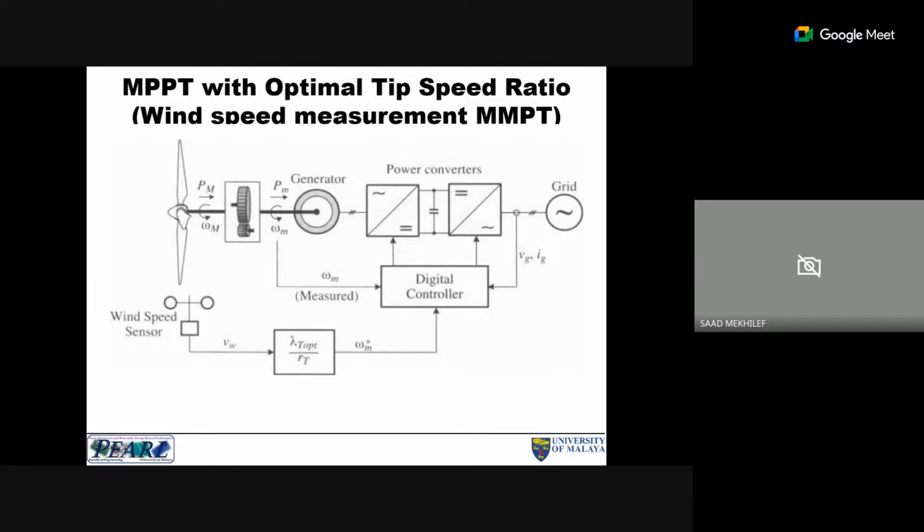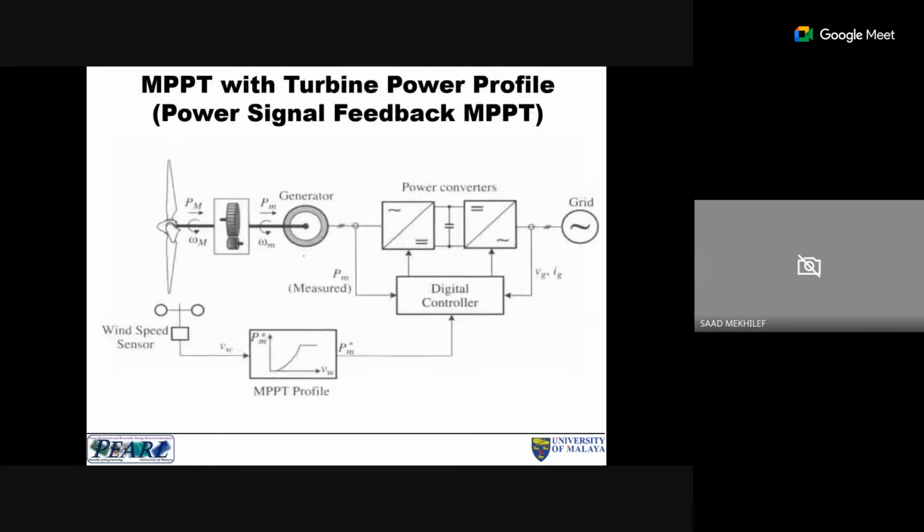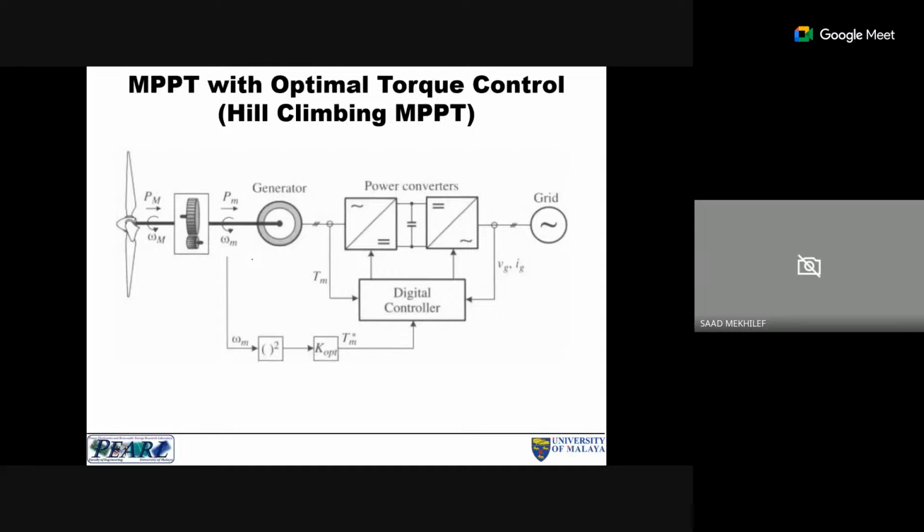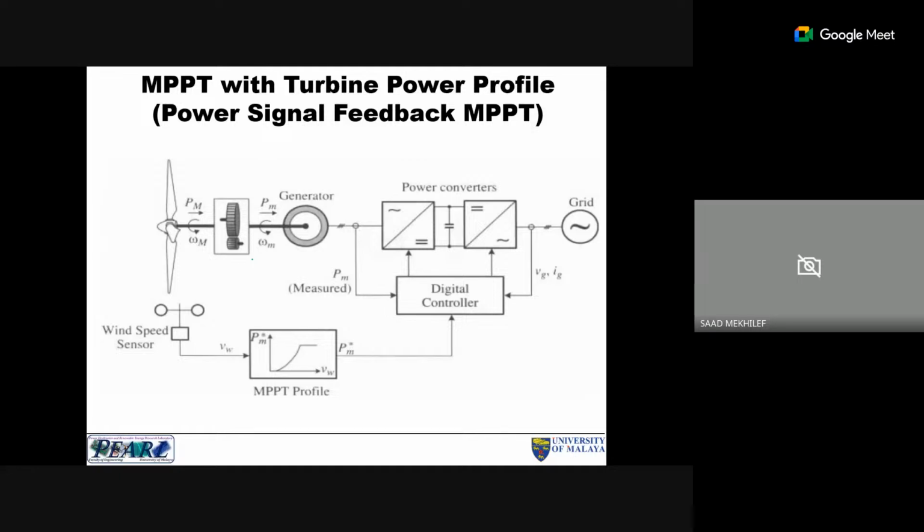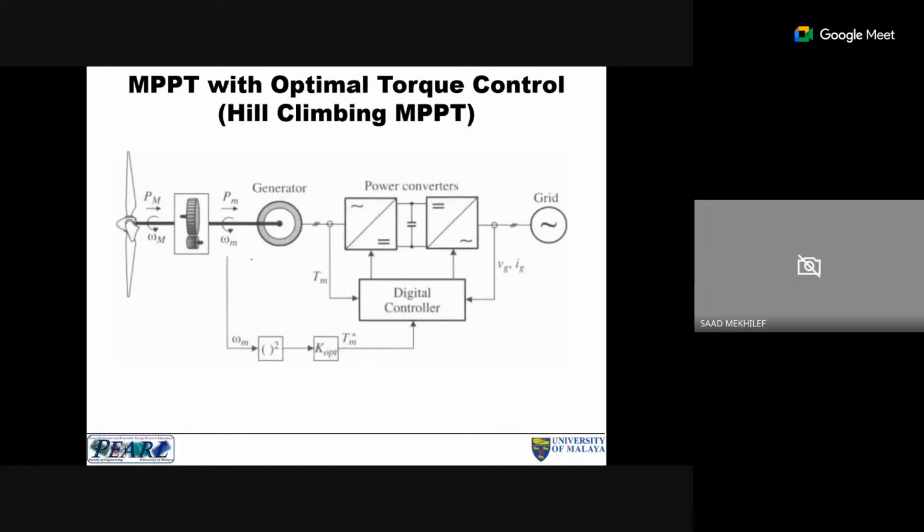Okay, this is the measurement of wind speed. Here you can see we will have the wind speed, and then the MPPT profile. All right, and then the supply, and then we control the power converters. So for different configurations, this is a hill climbing. The first one is power signal feedback. This is a hill climbing.